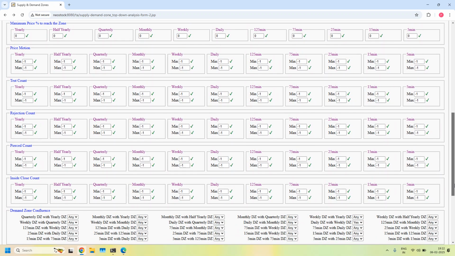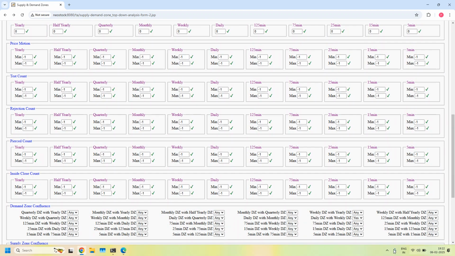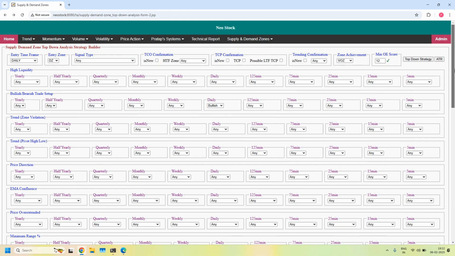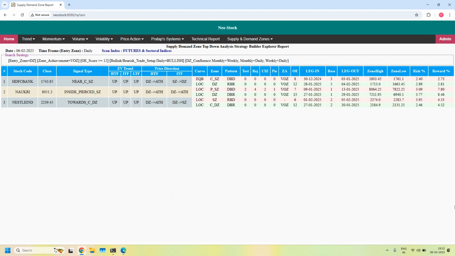So in the demand zone confluence we should set 3 filters. First filter is already enabled, daily with weekly zone confluence. Second filter, daily demand zone with monthly demand zone confluence. Third filter, weekly demand zone with monthly demand zone confluence. With all the 3 filters enabled, we got 3 stocks. In these 3 stocks, these daily demand zones are overlapped with weekly, both together overlapped with monthly demand zone. And monthly trend is up in all the stocks.